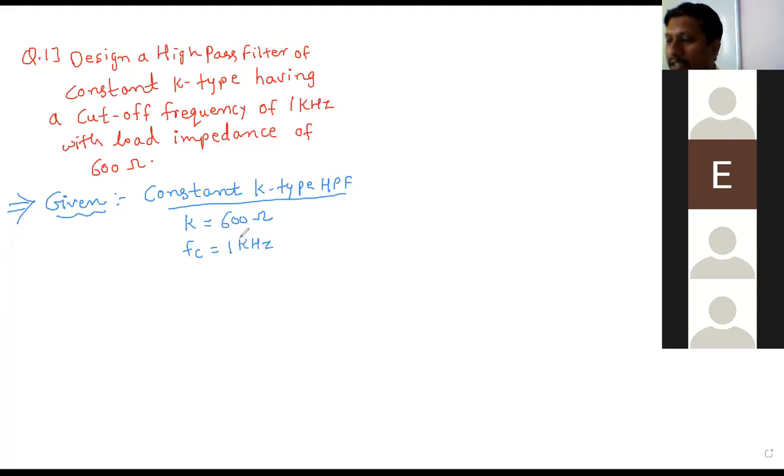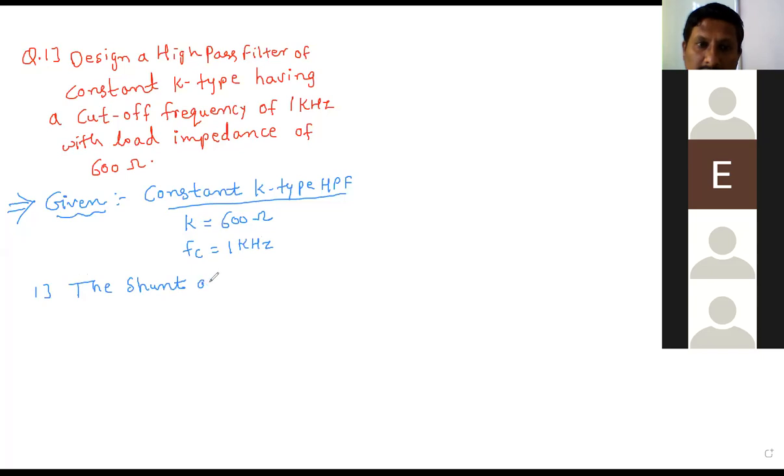Okay. Now next point. How we design the low pass filter, in the same manner we can design the constant K type high pass filter. Either we can first find all the values of L and C, then draw the diagram and mention the values. Otherwise, first draw the diagram, then find the values, and then mention all values in the diagram. So it depends on you people. First I am going to find out the values. Now the shunt arm I will get formed.